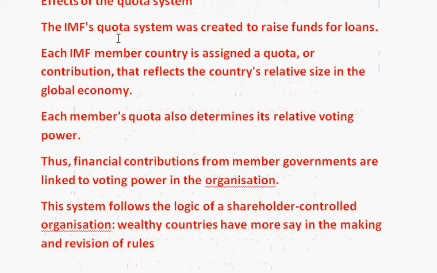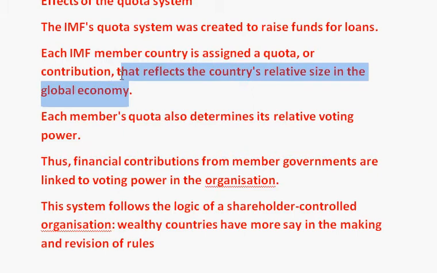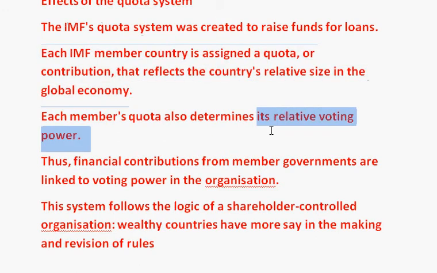We can say that this quota system was basically created to raise funds for loans, because the richer countries should contribute more. This quota was assigned according to the size of the economy of that country, and each member's quota determines its relative voting power, as we have seen in the previous slide. Thus the financial contribution from the member governments is linked to voting power in the organization.